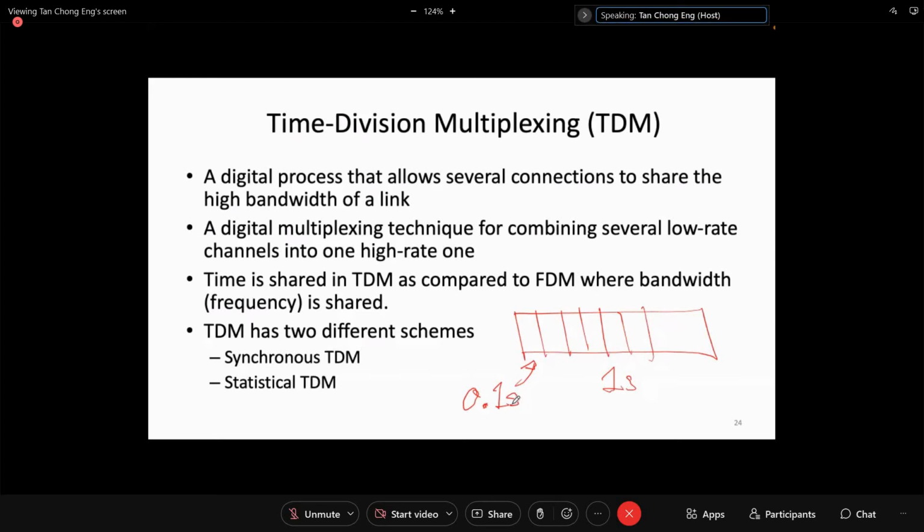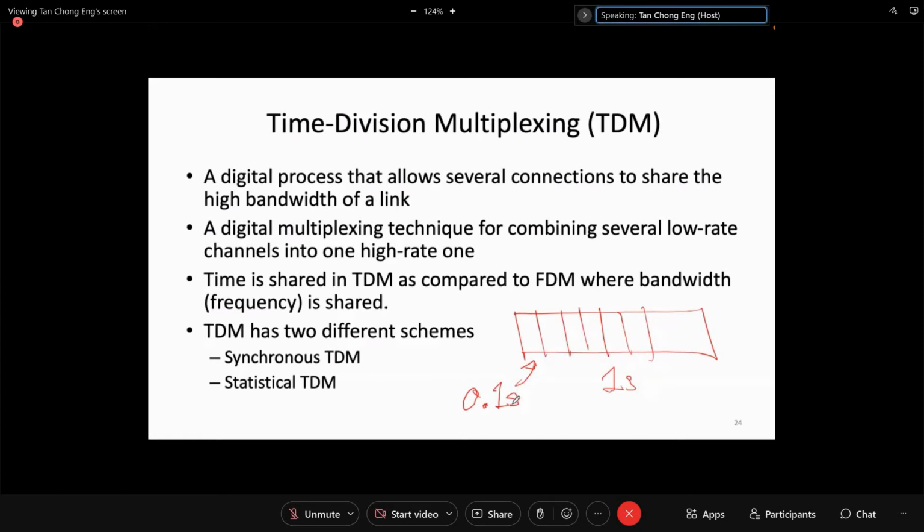It's just like we share a classroom. We have one classroom that can be shared throughout the day by multiple classes, used for multiple lectures. 8 to 9 o'clock, one class. 9 to 10, another class. So you are still using the same classroom. This is how we optimize it. So this is the concept of time division multiplexing.